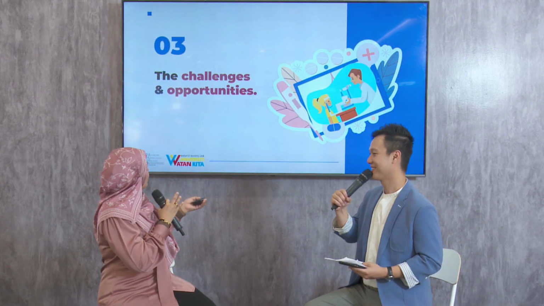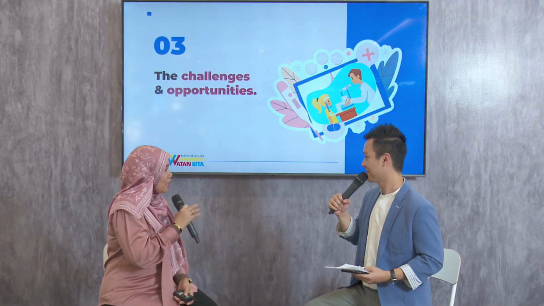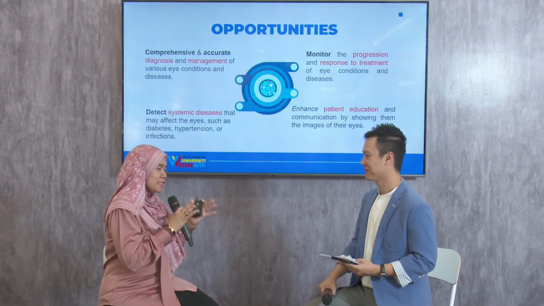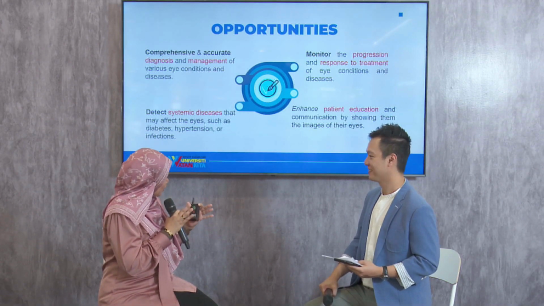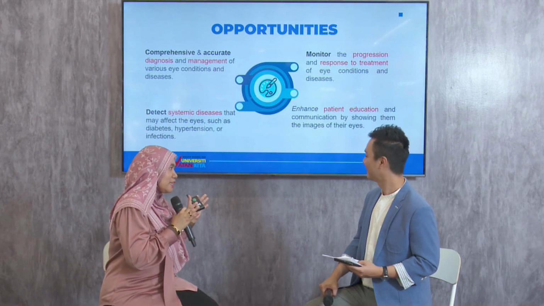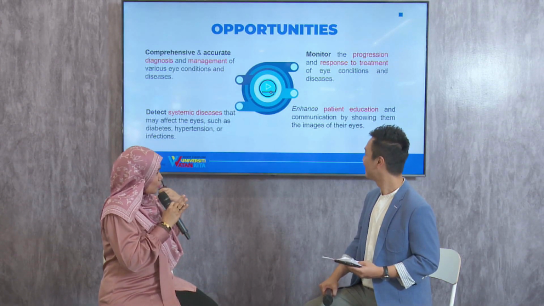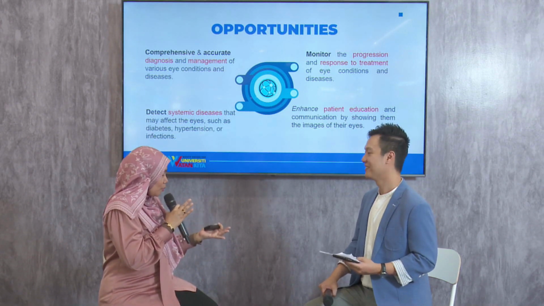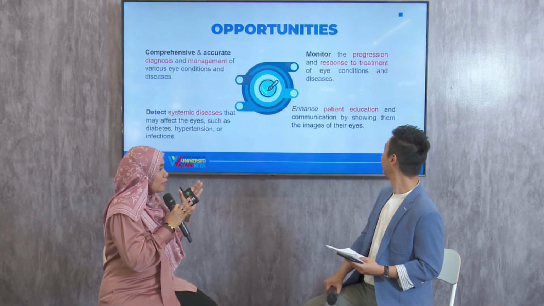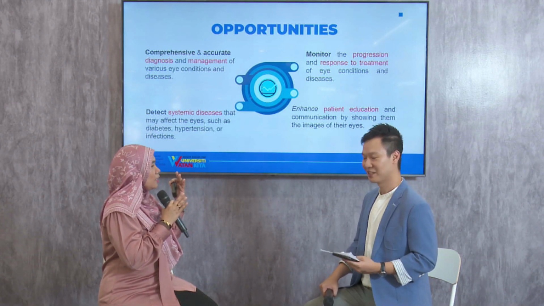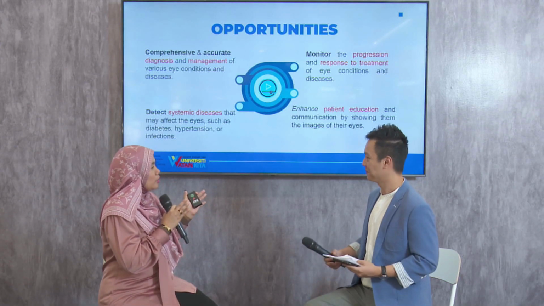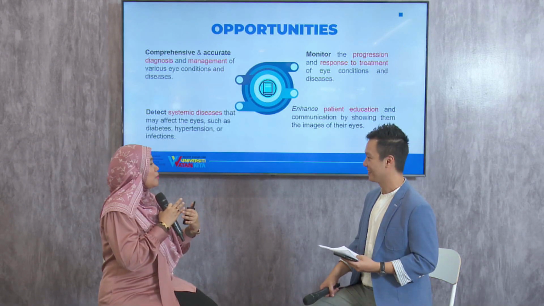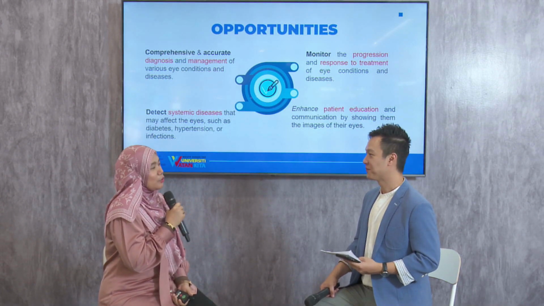So let's have a look at the challenges and opportunities in implementing this slit lamp examination. Obviously, it will give a holistic, comprehensive eye assessment to the patient. If we can detect eye diseases, sometimes they also relate to systemic disease, so we can also monitor that for our patient. If our patient is on a progressive disease or responding to treatment, slit lamp monitoring is also essential. And because the slit lamp can be attached to an imaging system, we can help in patient education.